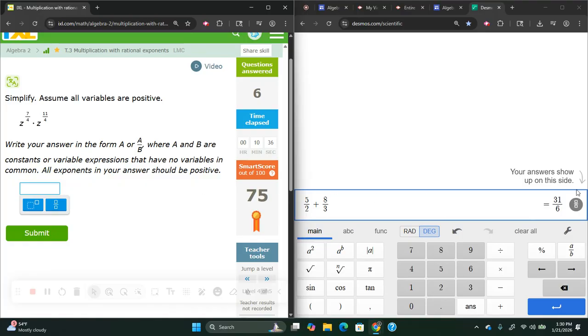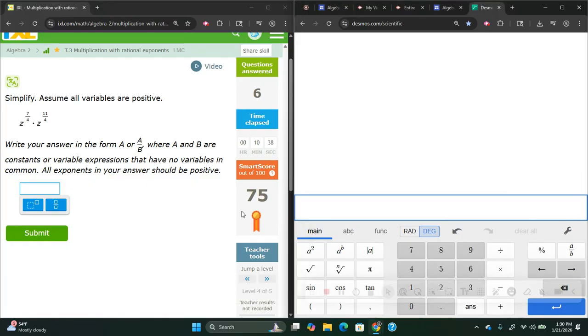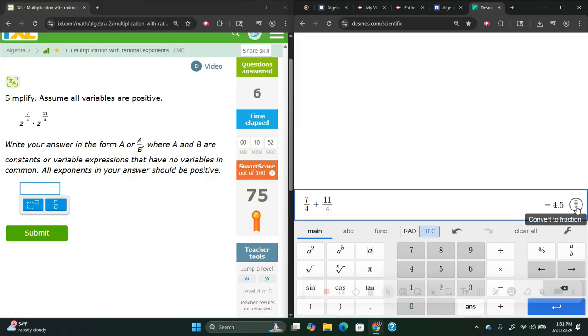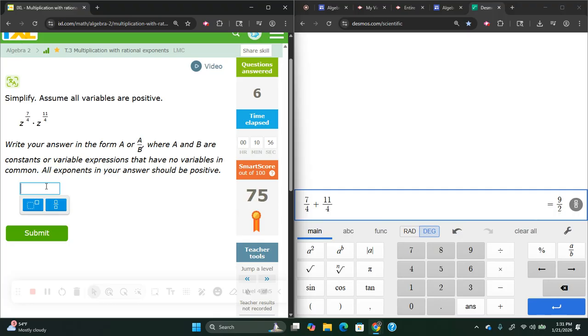Same thing, you have the calculator side by side here. So you can see the exponents 7 over 4, 11 over 4. You add them together. So 7 over 4 add with 11 over 4, which is 9 over 2. So the answer will be z power and then 9 over 2. Voila.